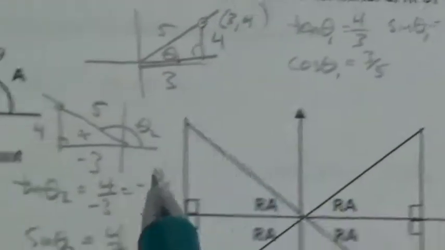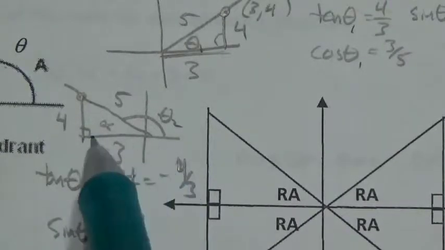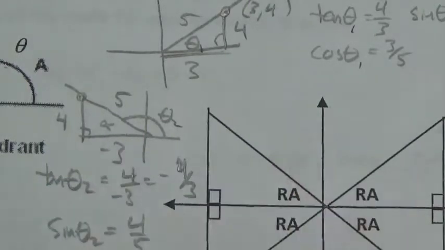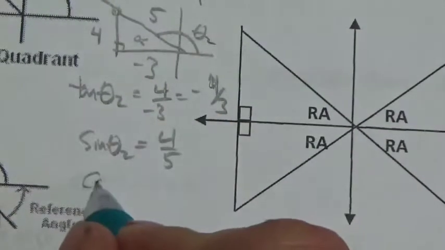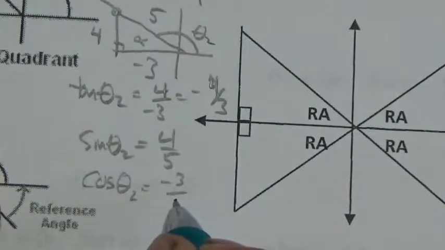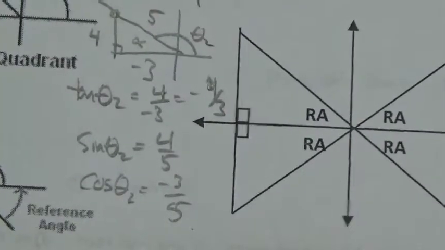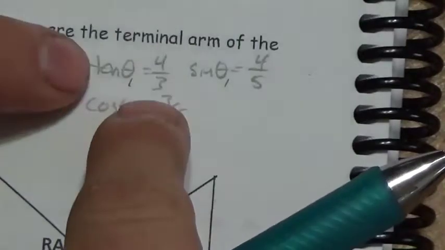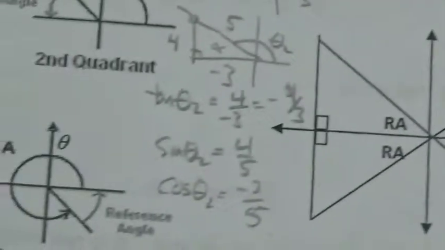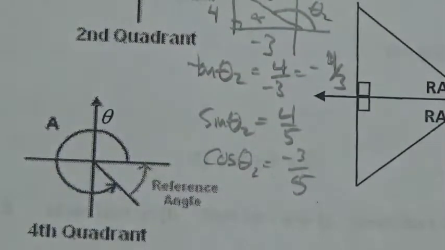Okay, the tangent changed because the adjacent side became negative when we flipped over to the second quadrant. But the y-coordinate didn't. It was positive in the first quadrant. It's positive over here. That's interesting. The cosine of theta 2 is going to be -3, the adjacent, over 5. Now, granted, my tangent and my cosine changed, but look how they changed. Tangent here was positive 4/3. Cosine here was positive 3/5. They're both negative when we move into the second quadrant because the x-coordinate is negative.